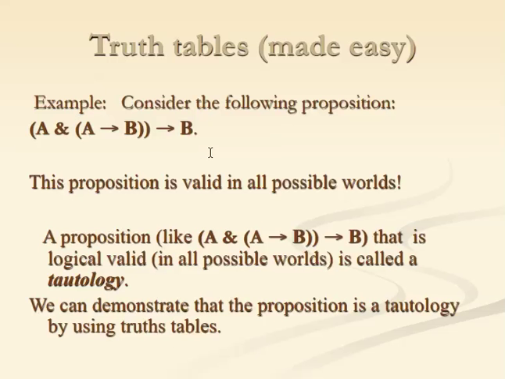So this proposition, a claim, is valid in all possible worlds. And a proposition that is valid in all possible worlds is called a tautology. The way to demonstrate that something is a tautology can be done by truth tables.